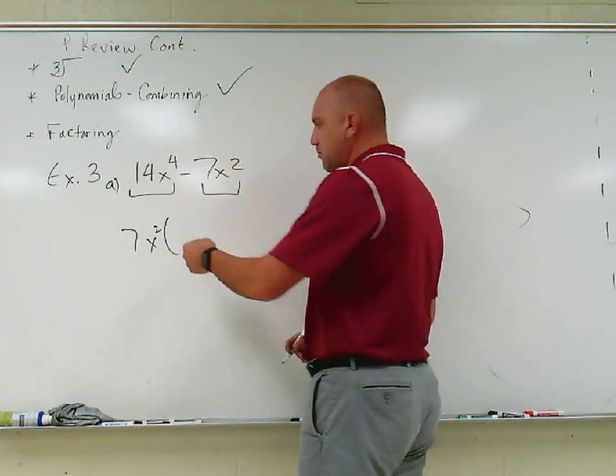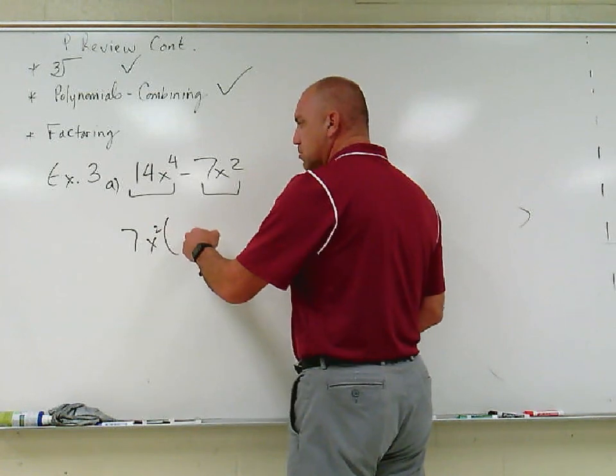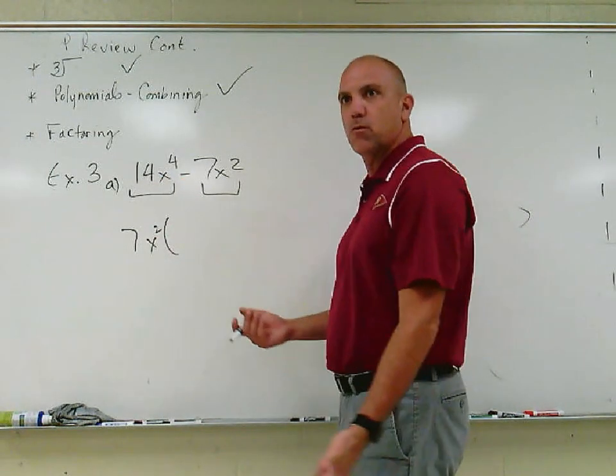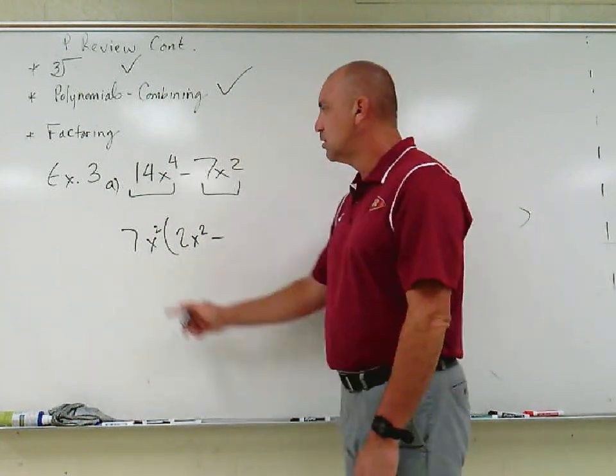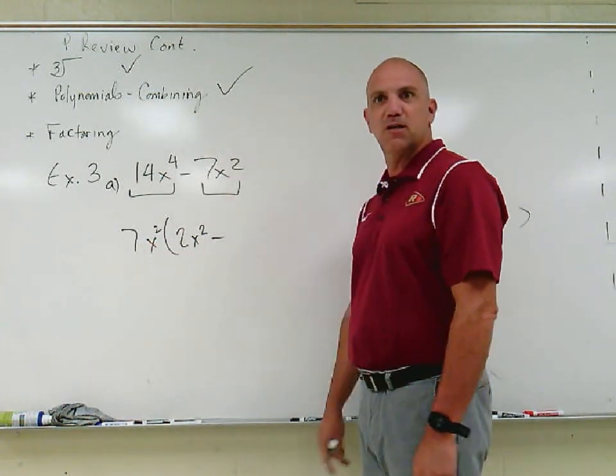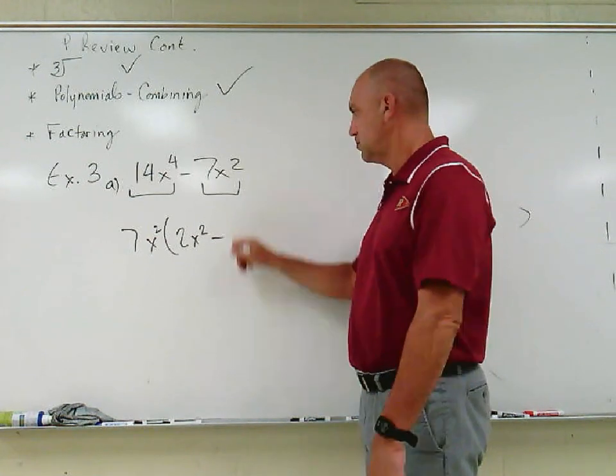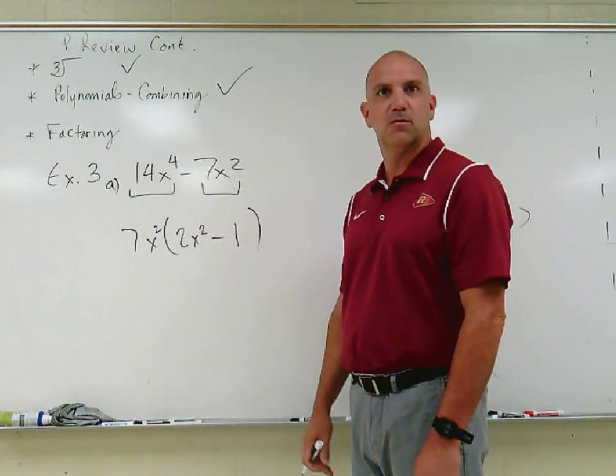So now you're just asking yourself, there's two ways to do this, I'll show you both ways. The thinking is here, what do I have to multiply by to get 14x to the fourth? Well, it would be 2x squared. And you put your minus, 7x squared times what gives me 7x squared? 1. There's that. And that's factored. Okay?